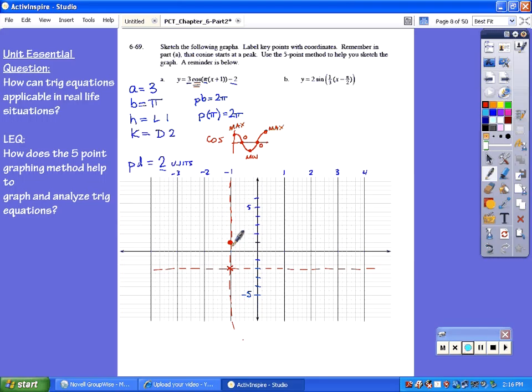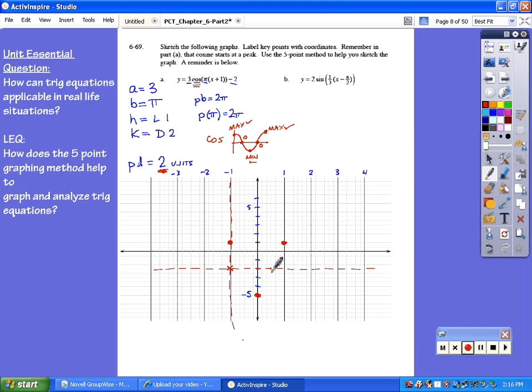So if that's my first point, my last point is going to be how far away? 2 units because that's my period. 1, 2. There's my last point. So I have my first and my last point's graphed. My middle point is a minimum. Okay, so halfway between these 2 points here, halfway between them, is going to be that minimum, down 3. And again, it's down 3 from that new x-axis.